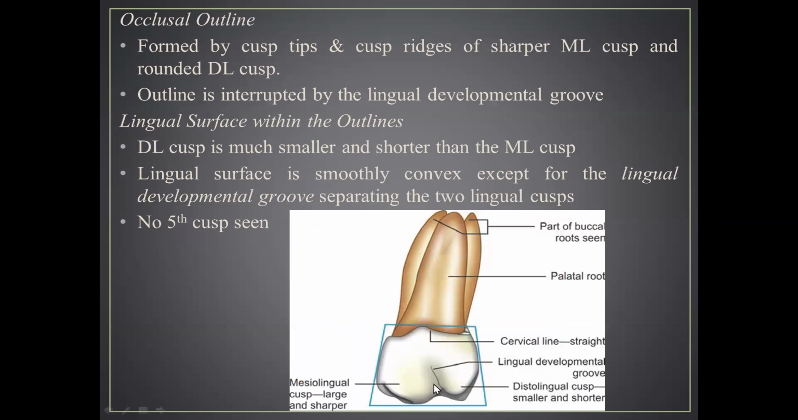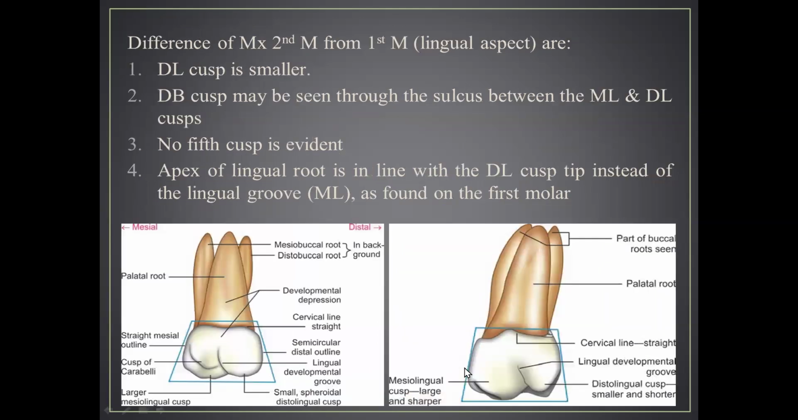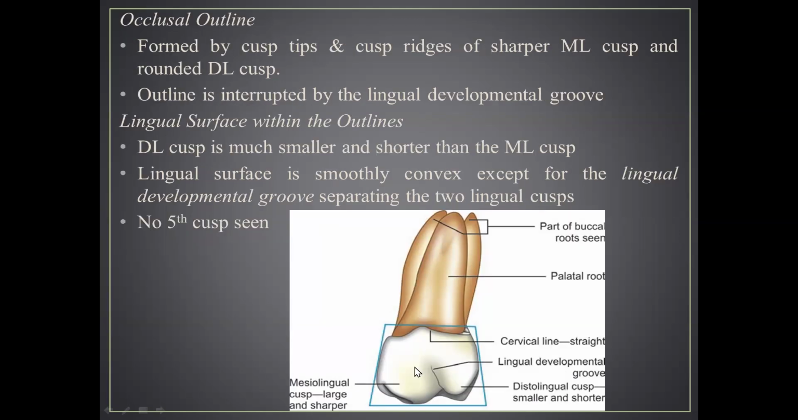So this is your occlusal outline, which is formed by your cusp tips and your cusp ridges. So you can see a sharper mesiolingual cusp, while a rounded distolingual cusp can be seen. Again, here also your occlusal outline is interrupted by the lingual developmental groove. So within the outline, you can see the distolingual cusp is much smaller and shorter than your mesiolingual cusp. Lingual cusp is smoothly convex except for your lingual developmental groove, which separates your two lingual cusps.